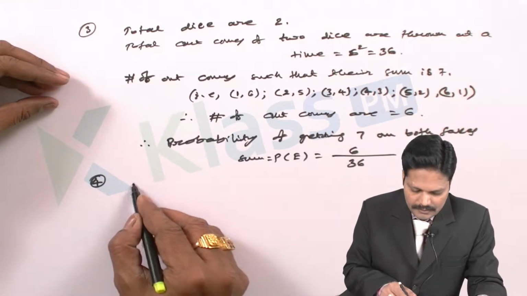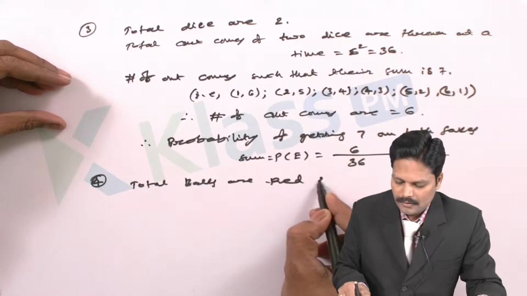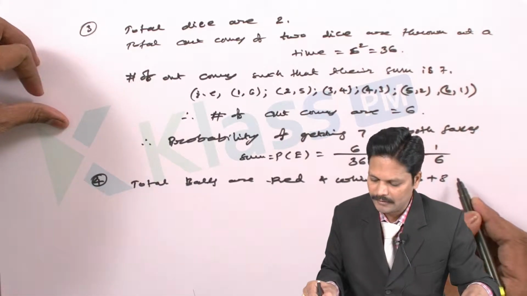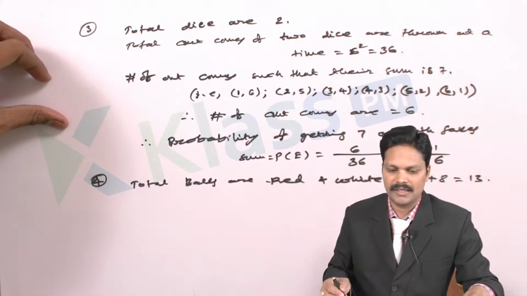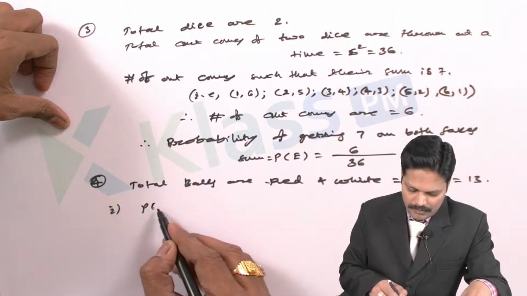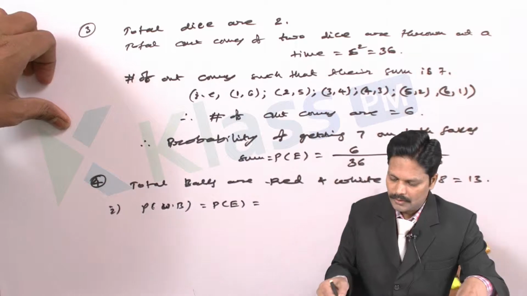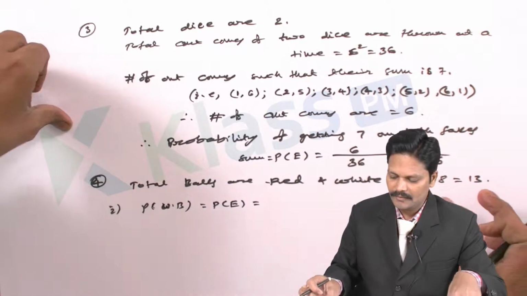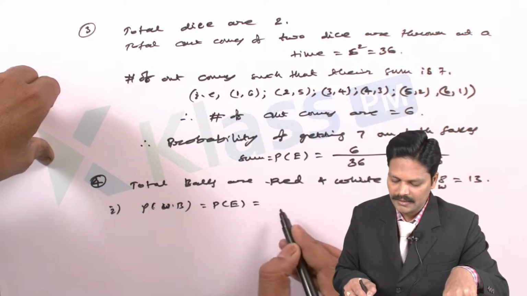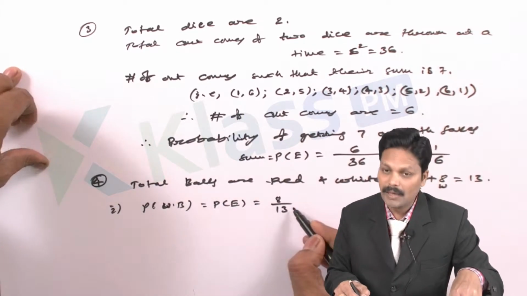In this problem, the total balls, red and white, are 5 red balls and 8 white balls, so the total is 13. The probability of white balls, probability of E, is equal to: total balls is 13, out of which 5 are red and 8 are white. Getting a white ball is 8 by 13. So this is the probability we are getting.